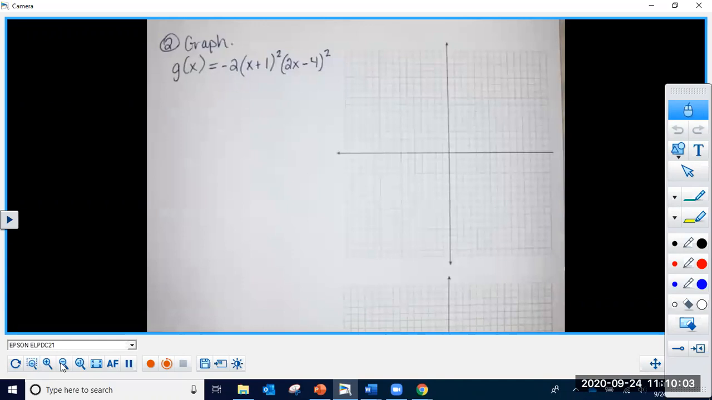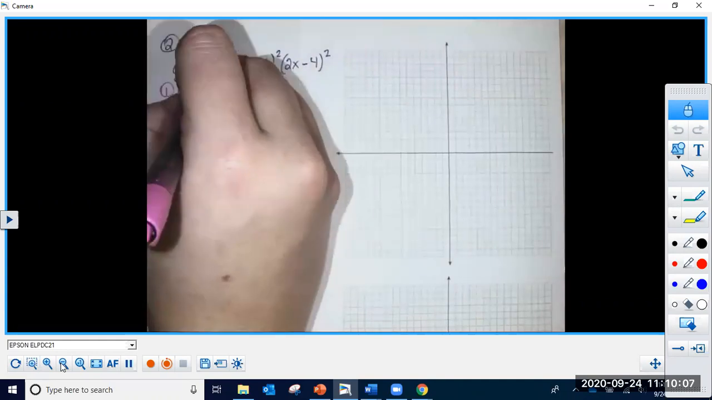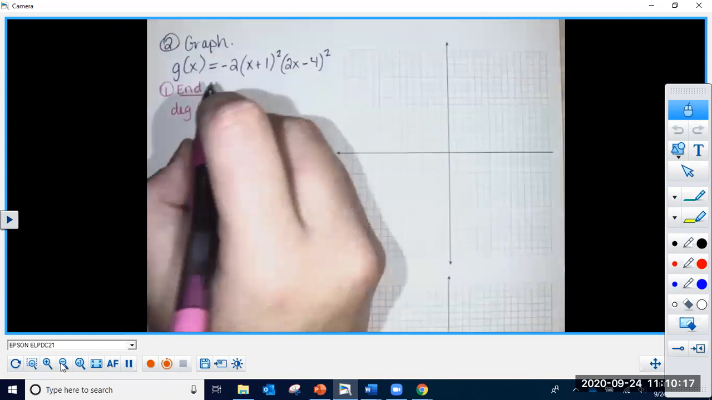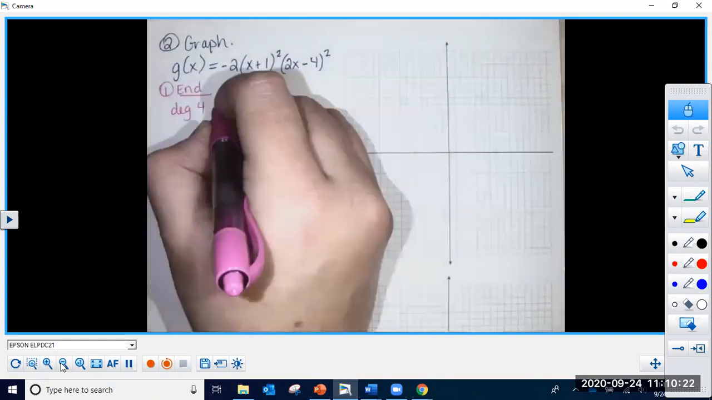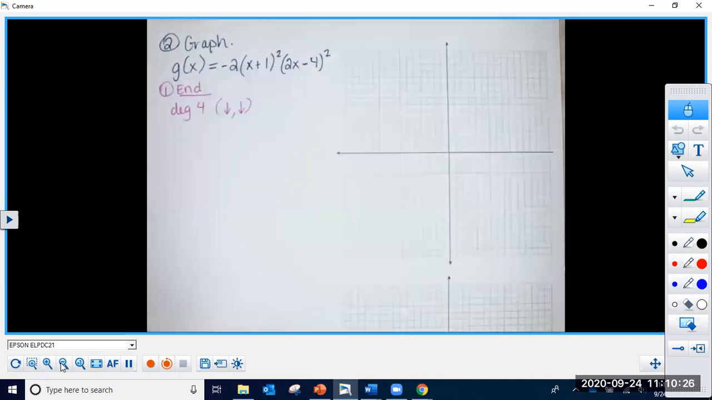Okay, first thing, let's figure out end behavior. What is your degree? Okay, y'all said that in perfect unison. Degree is 4, and then your leading term is negative. So this graph is doing what? Down, down, good. Even is going to go up, up, or down, down.